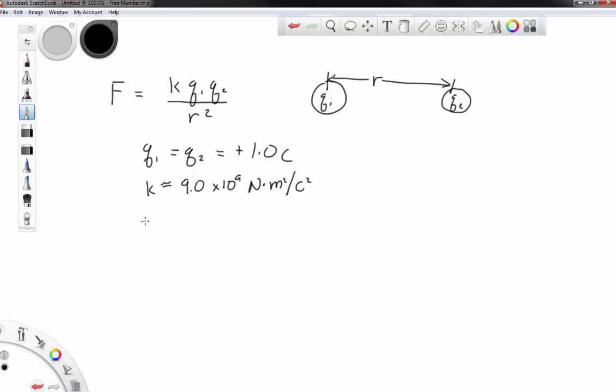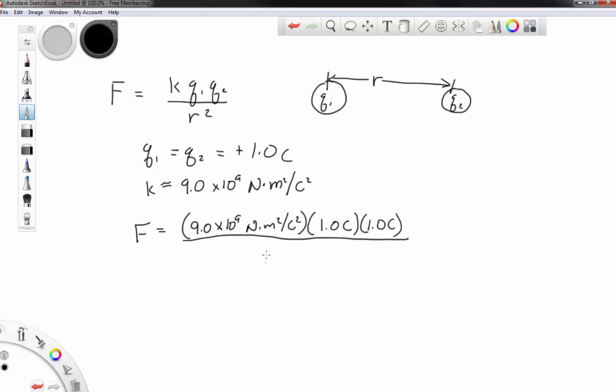So let's go ahead and stick all those numbers in. This force is going to be 9 times 10 to the 9th newton meters squared per coulomb squared times 1.0 coulombs times 1.0 coulombs divided by the distance, which was given as 2 meters. So that's got to be squared.